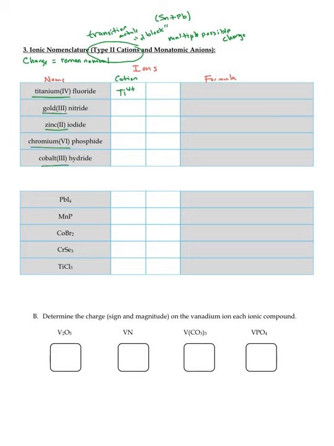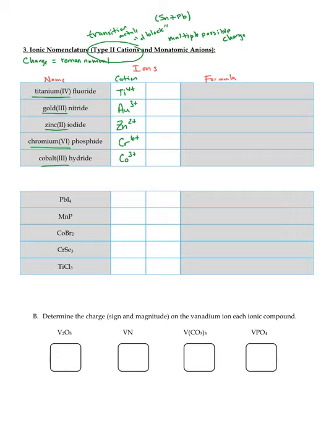And so gold, which is Au, III, of course, is 3+. Zinc, Zn, II is 2+. Chromium, Cr, VI is 6+. And cobalt, III, is 3+. And so really, it's just making sure you're comfortable with Roman numerals through 7, which is the biggest charge you're going to see.